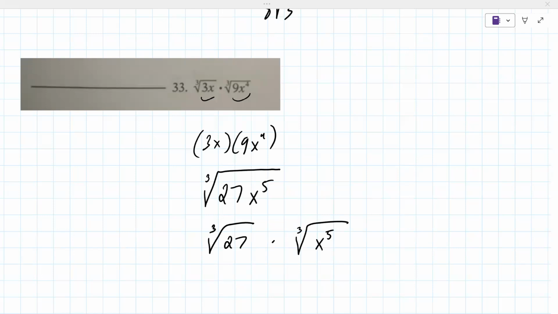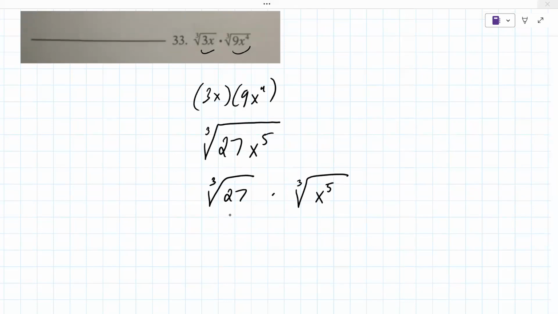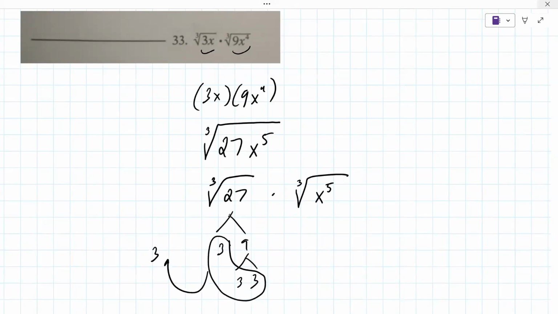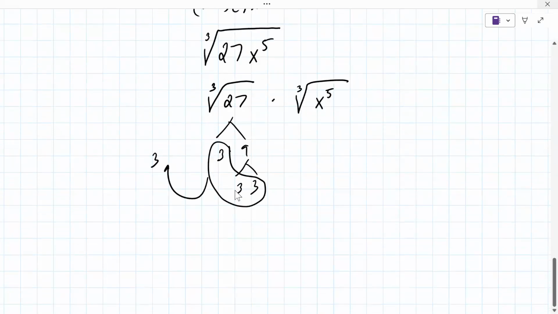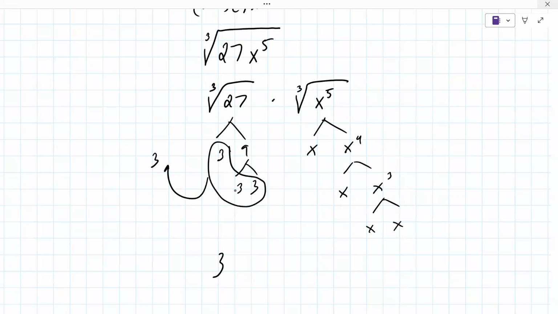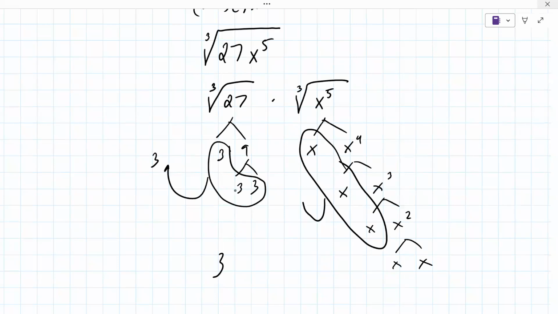Okay. All right, you got that down? Yep. Okay, so now 27 you break apart just the same way we did before, but this time you're looking for triplets. Pairs, triplets. For each triplet you bring one out. Now there's nothing left over, so that becomes just 3. The cube root of 27 is just 3. Now this x to the fifth, if you follow the convention we've been doing, you would write something like this, which seems crazy, but that is what you're doing. You have a triplet of x's, so you bring an x out.